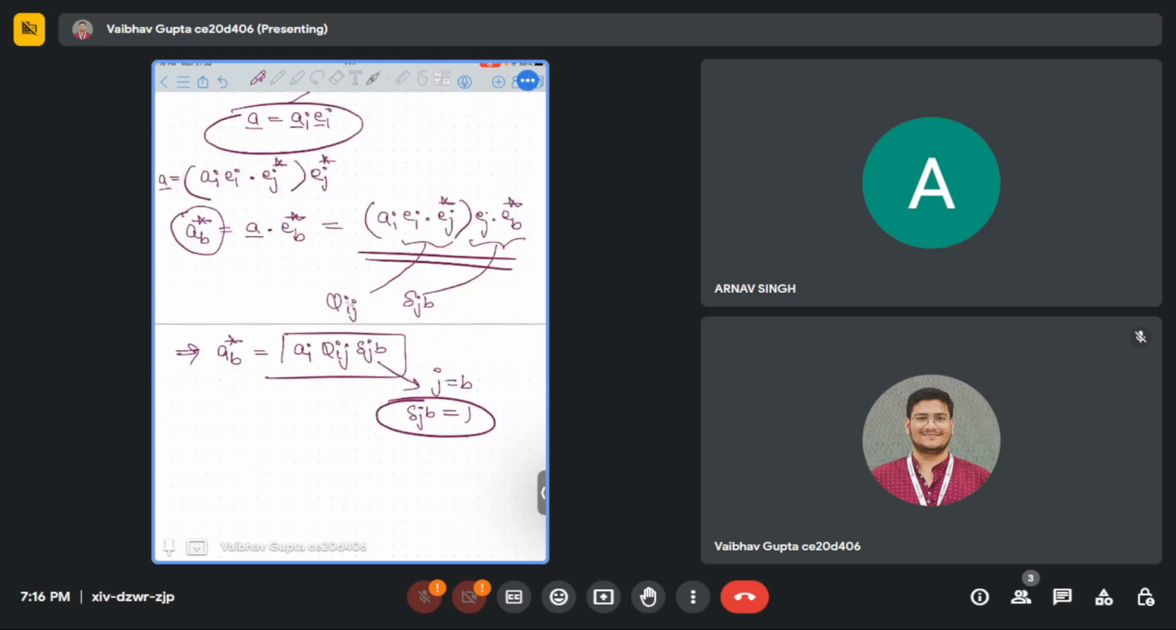So now we are left with these two terms. If we assume that J is equal to B, you can only calculate A when it is equal to B only. Otherwise, all times it will be 0.